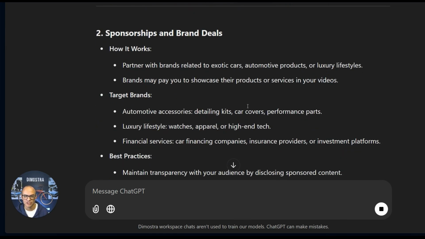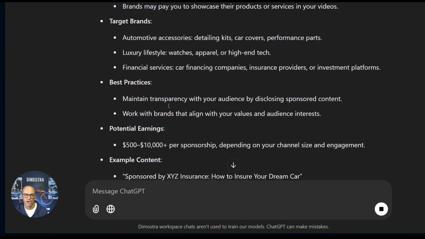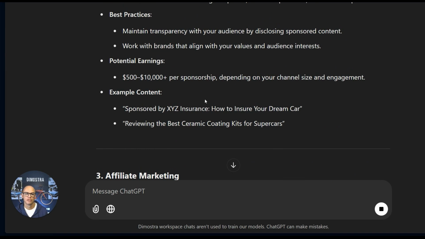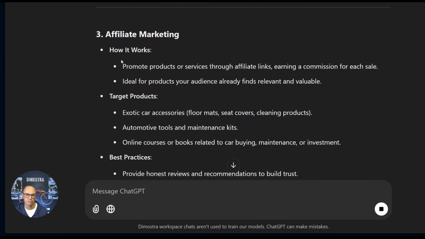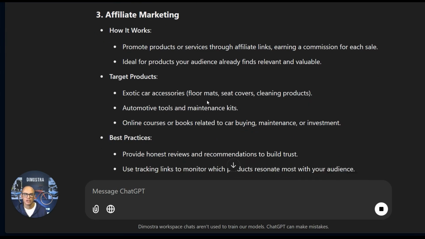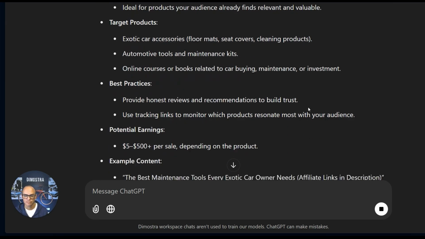That's good. Sponsorships and brand deals: how it works, partner with brands related to exotic cars, target brands, best practices, potential earnings, example content. It's all great stuff. Affiliate marketing: how it works, promote products or services through affiliate links, target products. So this is great. These are things you can start to look at to see if some of this stuff already has traction on YouTube. This would be a great way to focus your efforts initially.